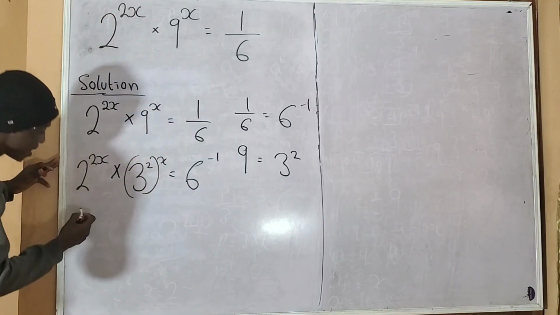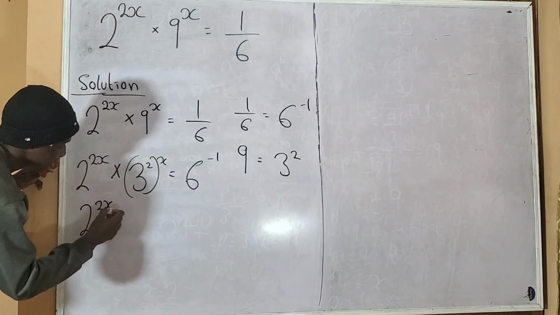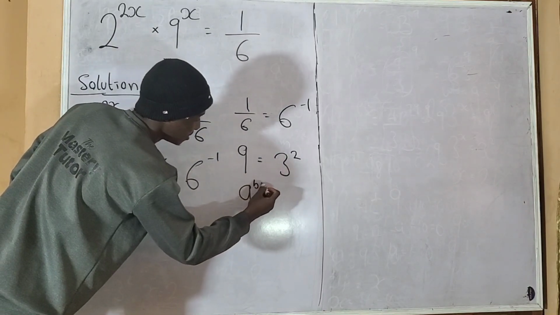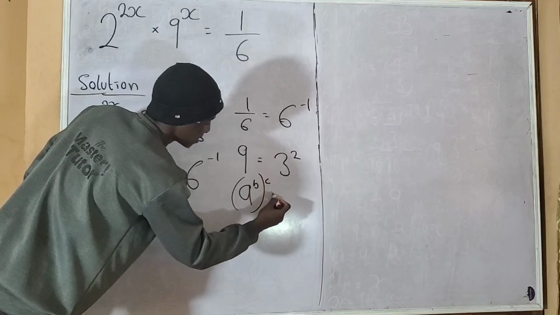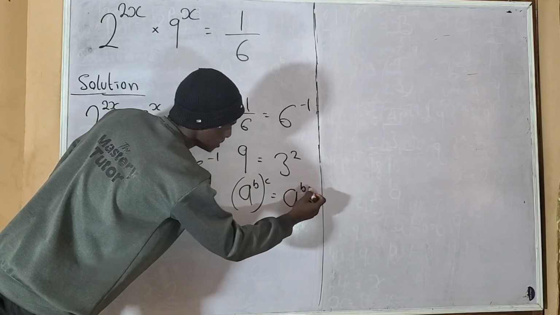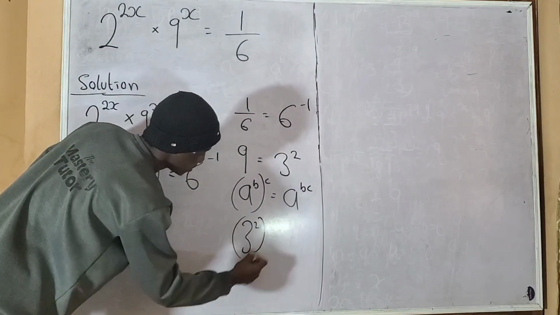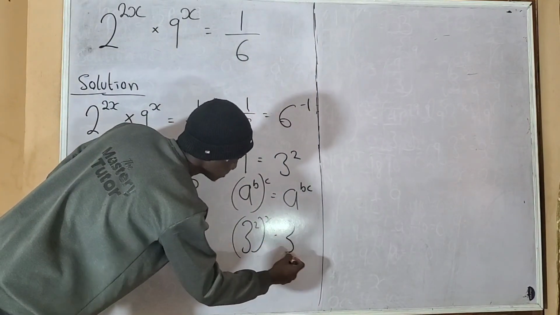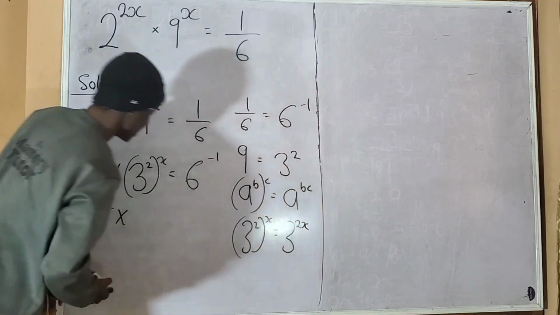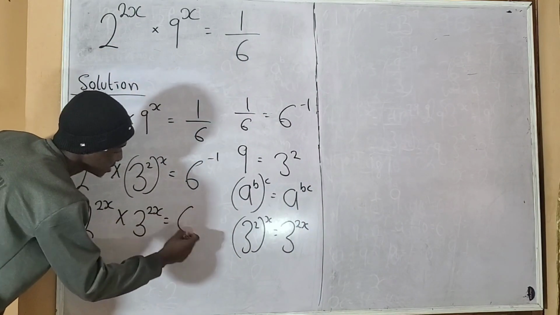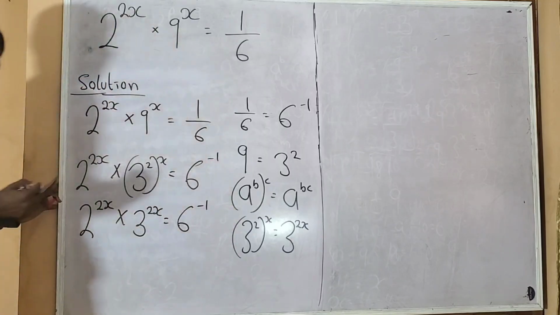So for this, I'm going to have 2 raised to the power of 2x multiplied by, recall that if you have a raised to the power of b raised to the power of c, this can be written as a raised to the power of b times c. That means that 3 raised to the power of 2 raised to the power of x can be written as 3 raised to the power of 2 times x. So I'm going to have 3 raised to the power of 2x equals 6 raised to the power of negative 1.